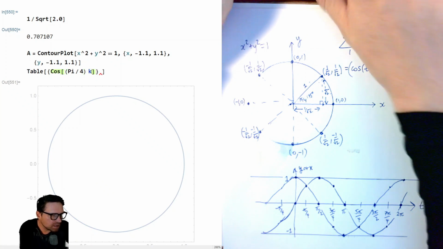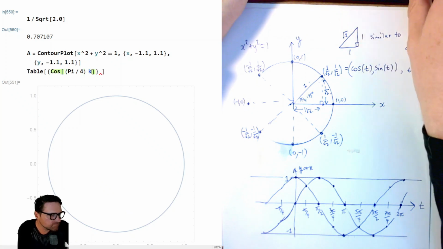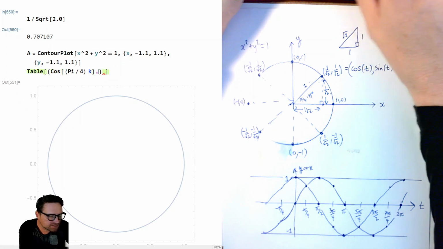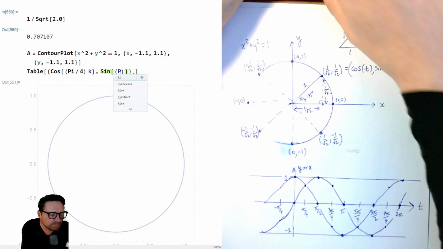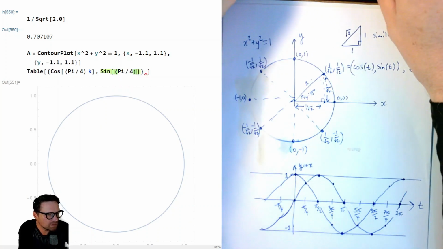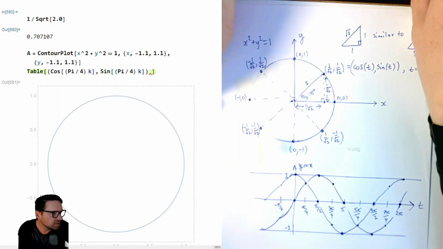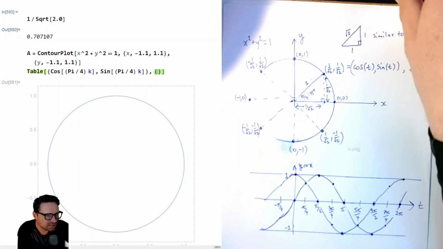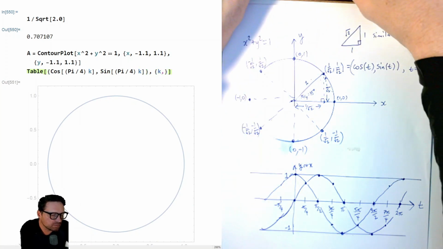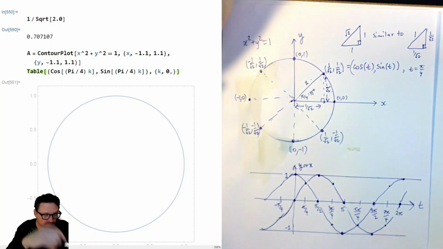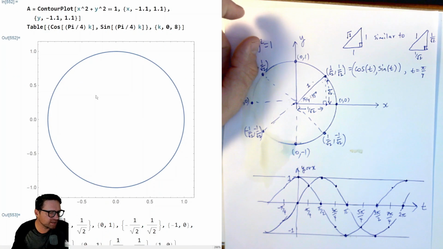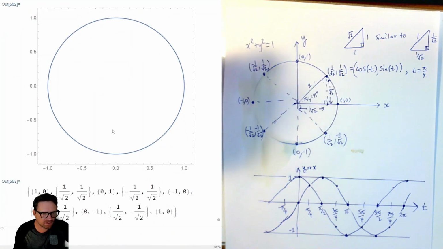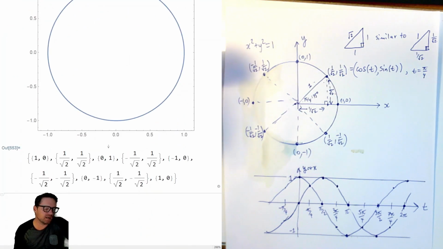Times an integer k. Okay, so let's do the same thing with sine. Pi on 4 multiplied by k, and then we'll just say k goes from 0 to 8. Let's have a look at our points. Okay, so these are all the points that we've listed out there, right?